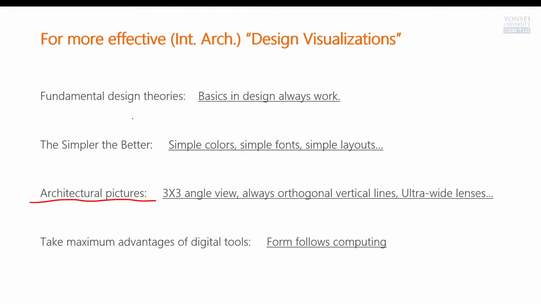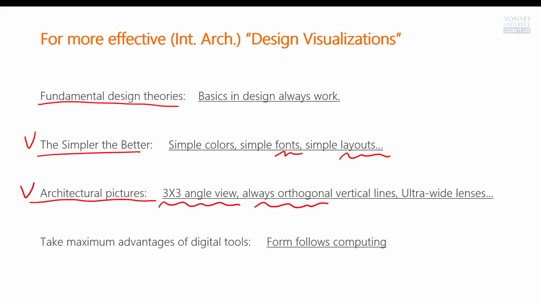I like to bring your attention using very fundamental design theories, but I'm not going to spend more time on some theories because they are the subject of a lot of our other major classes. You can learn by yourself reading lots of design theory books. Instead, I like to focus on this at first: the simpler, the better. Simple colors, simple fonts, simple layouts. We are going to deal with some layout or typography things later, okay? So that you can get this: architectural pictures, 3x3 angle view, always orthogonal, vertical lines, ultra wide lenses. What these mean, you can take up in following slides, okay?